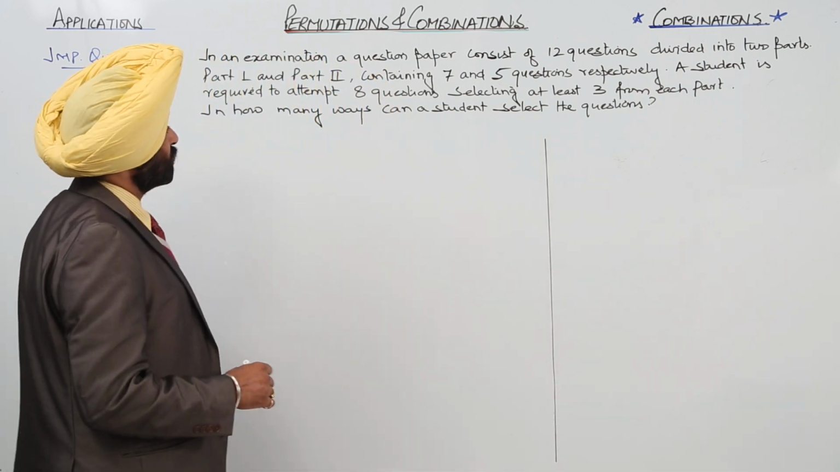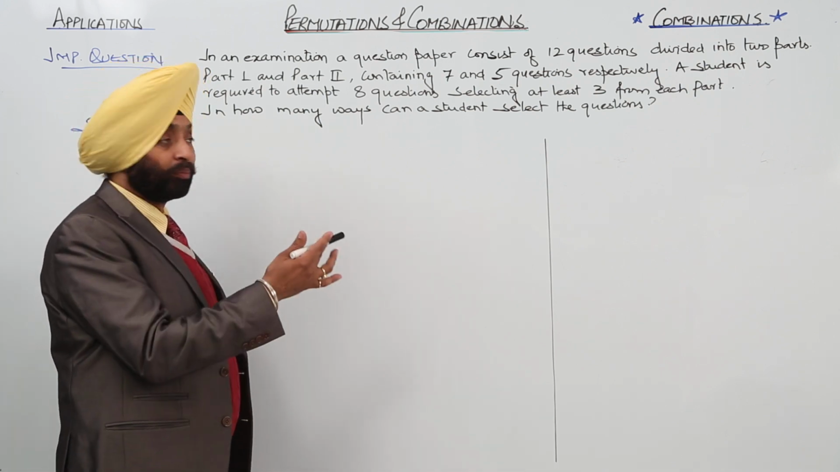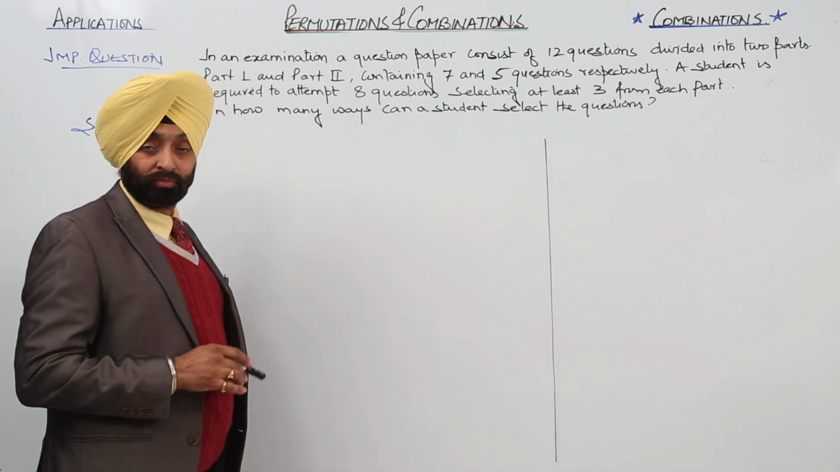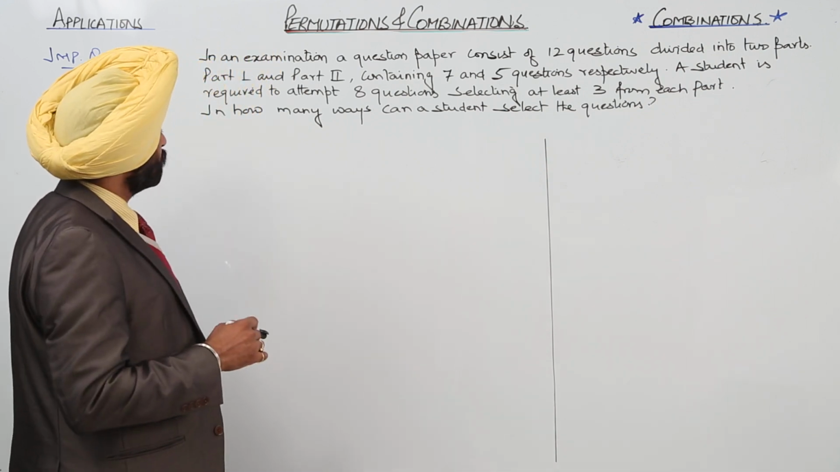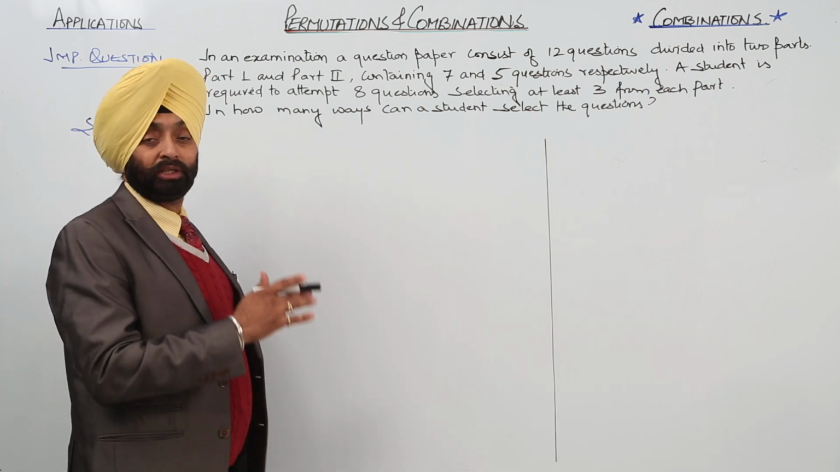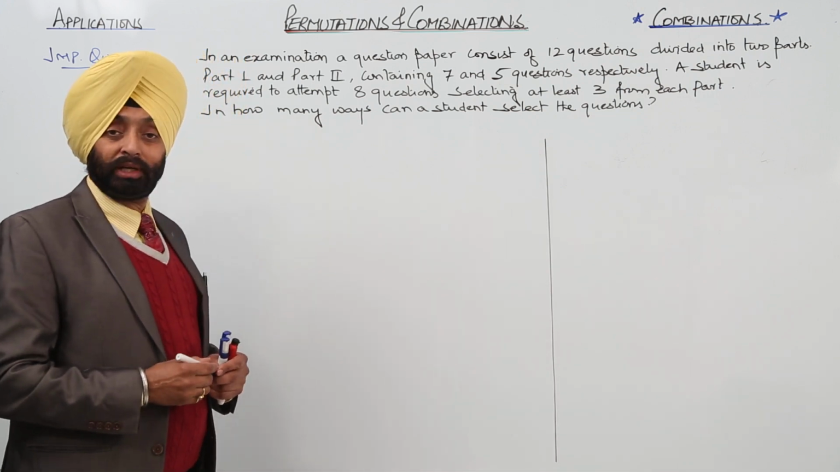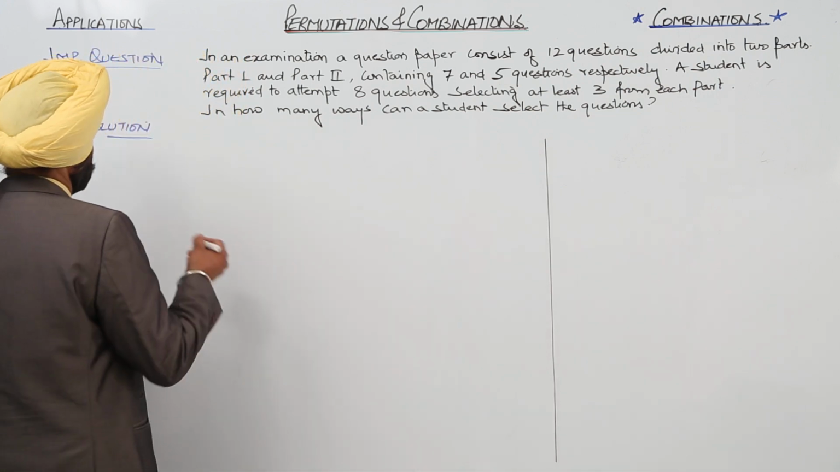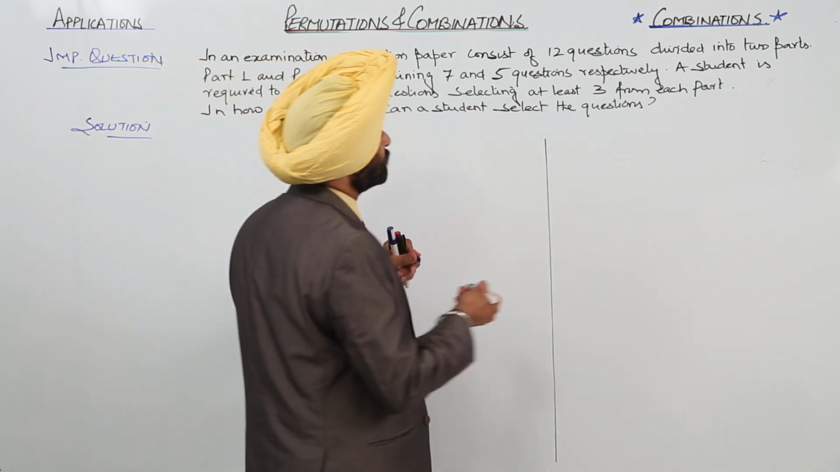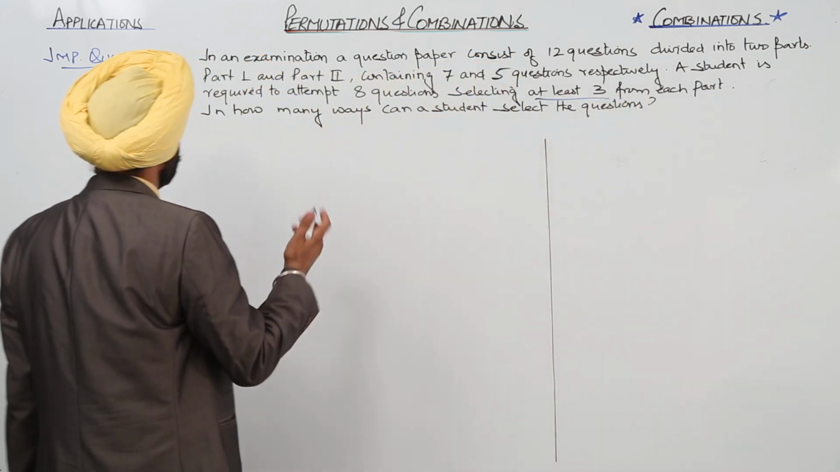Now in an examination a question paper consists of 12 questions divided into two parts, part 1 and part 2. Part 1 contains 7 questions and part 2 contains 5 questions. A student is required to attempt 8 questions overall, selecting at least 3 from each of the parts. So how many ways can a student select the questions? So when it is written at least 3, okay, how many cases will we be having?